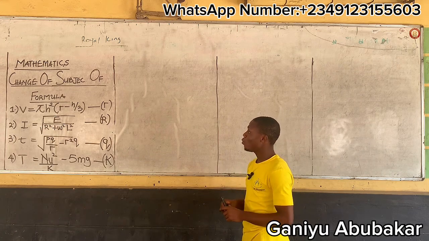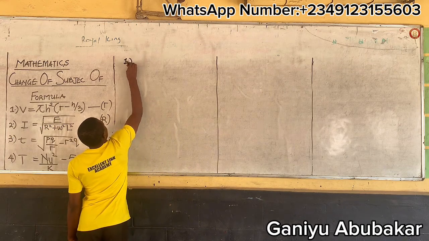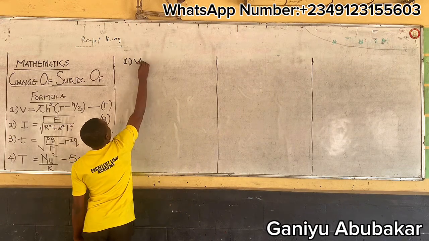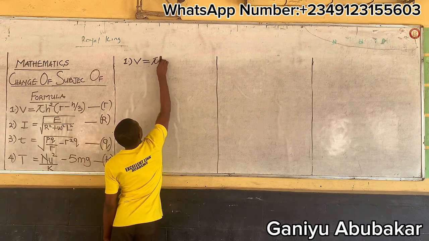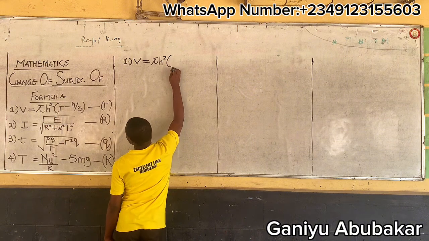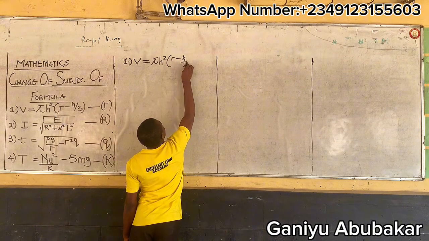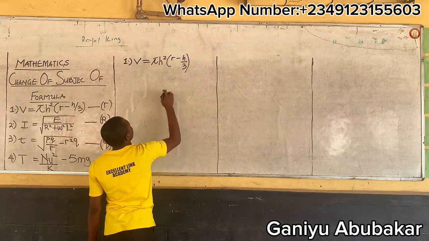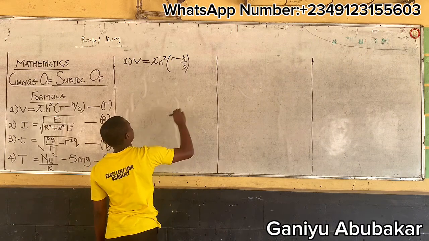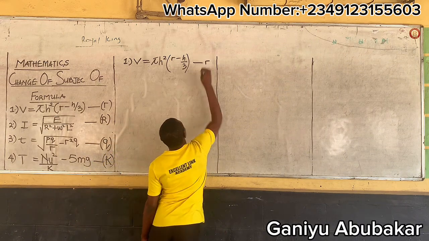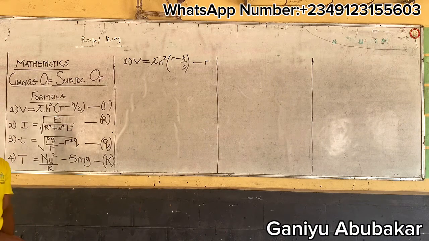So let's see how we can possibly do this. For number 1, I'm given that V is equal to pi h squared into r minus h over 3. I'm asked to make r the subject of the formula. How do you solve this problem?